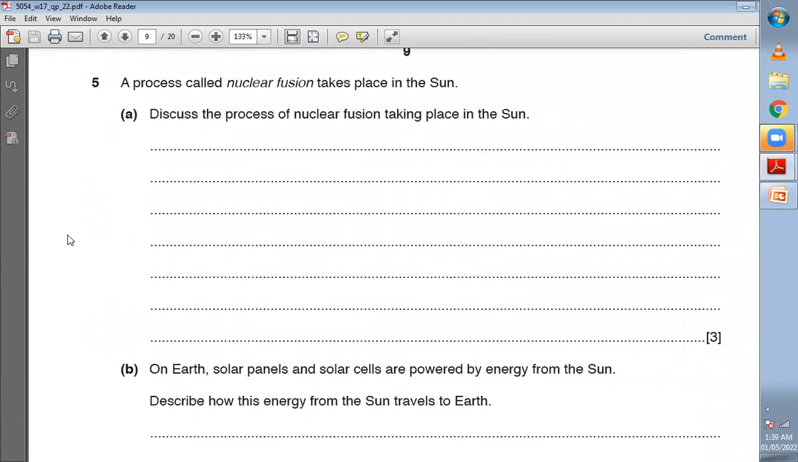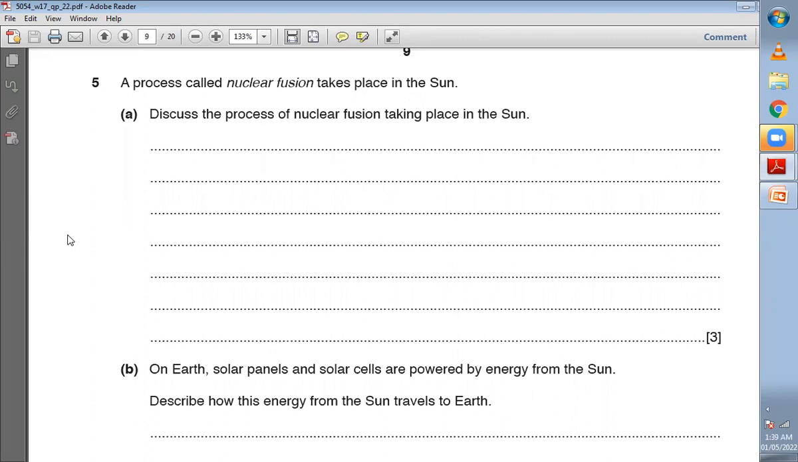Now, question number 5. A process called nuclear fusion takes place in the sun. Discuss the process of nuclear fusion taking place in the sun. So you see, it's a 3 mark question. What is nuclear fusion?